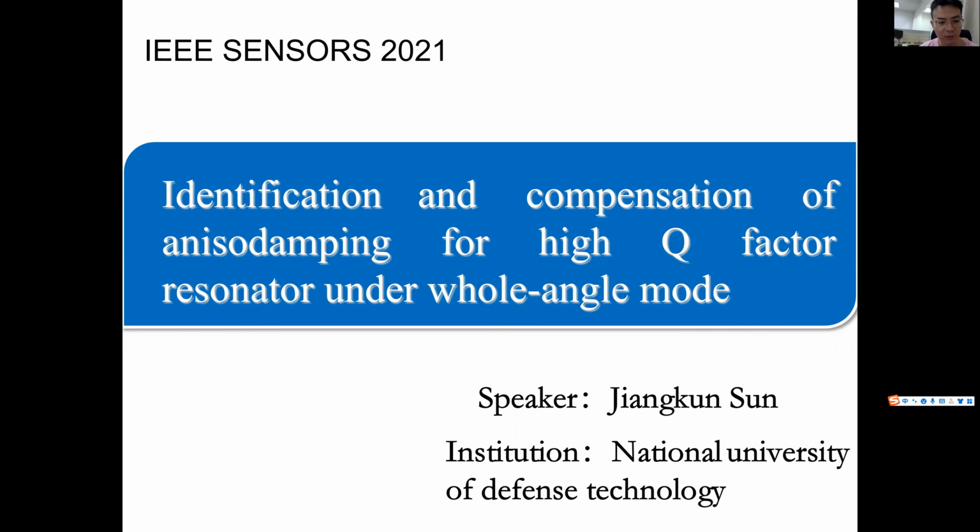Today, I wanted to talk about the identification and the compensation of anisodamping for the high Q factor resonator under whole angle mode.